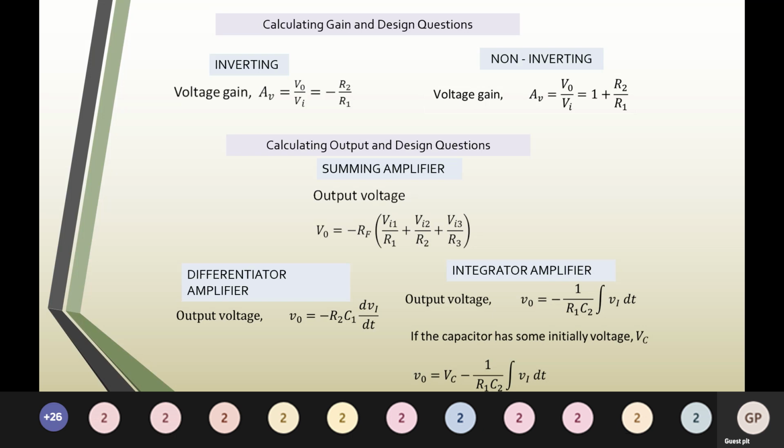Next one. This is just like a summary. You can see, when it is an inverting amplifier, what is the expression for gain? When it is a non-inverting amplifier, what is the gain expression? For a summing amplifier, what is the output expression? For a differentiator, and for an integrator, what is the output expression? Just go through once, have a glance. All these things we have studied already. This summary shows the output expression of each and every circuit we have seen till now: inverting amplifier, non-inverting amplifier, summing amplifier, differentiator, integrator. Just go through the expression for each.